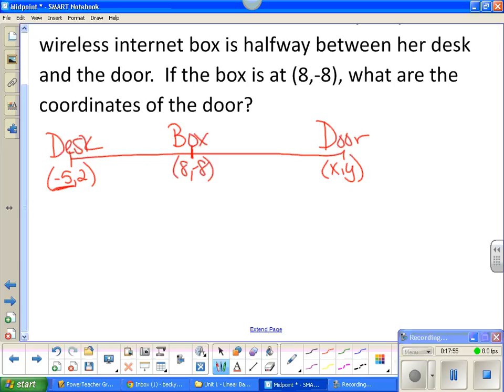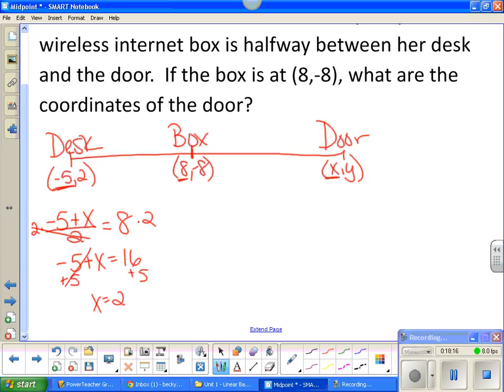X plus x over 2 should give me that. So negative 5 plus x over 2 should give me an 8. I'm going to multiply both sides by 2 to make that go away. Negative 5 plus x equals 16. Add 5. X equals 21. Now let's do the y's.